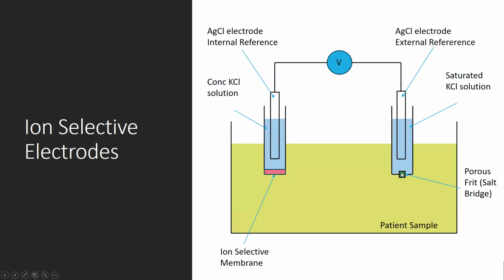Now on this side, there'll be a porous frit, which acts a bit like a salt bridge to connect to the patient sample. It is high resistance, so very little current actually flows here, but it allows completion of the circuit so you can have current flowing the whole way around the circuit. So the important thing with ion selective membranes is that the electrodes themselves, the two reference electrodes, are not actually in contact or inserted directly into the patient sample, but both have membranes that allow interaction with the patient sample.